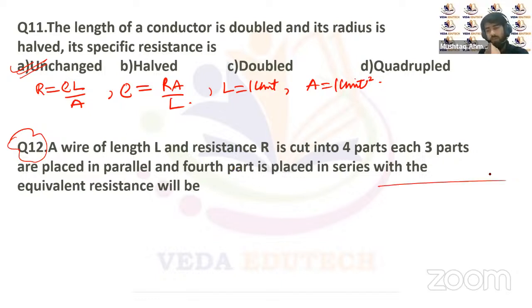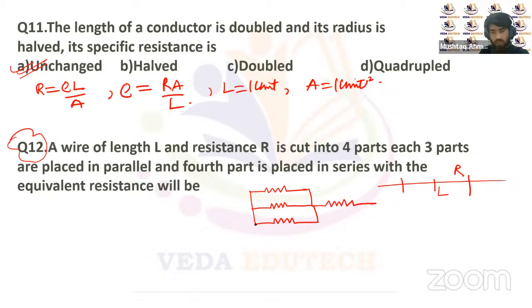We have this wire of length L, its resistance was R, and we have cut this into 4 parts. Three parts are placed in parallel like this, and the 4th part is placed in series with them, like this. So this is the arrangement of these wires.